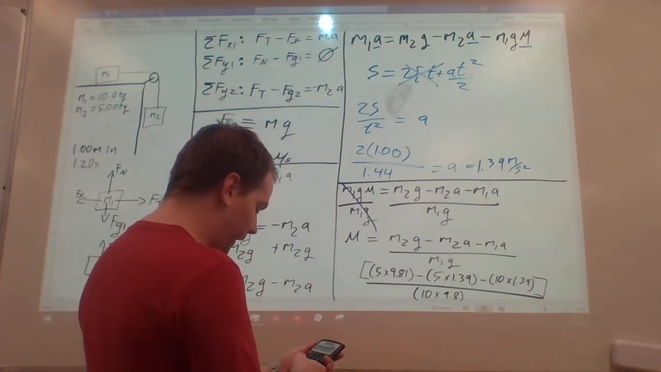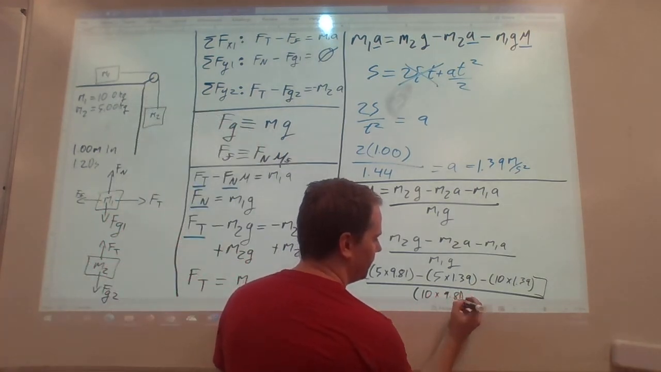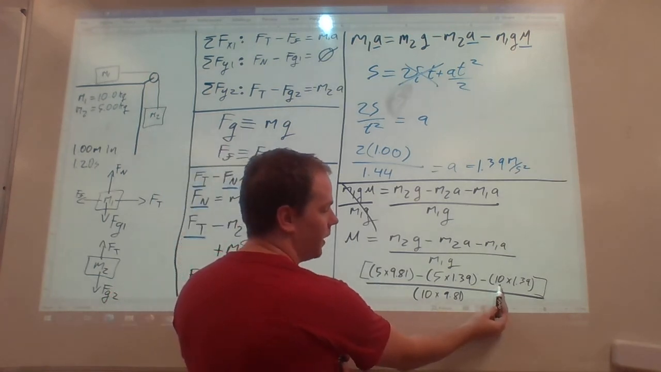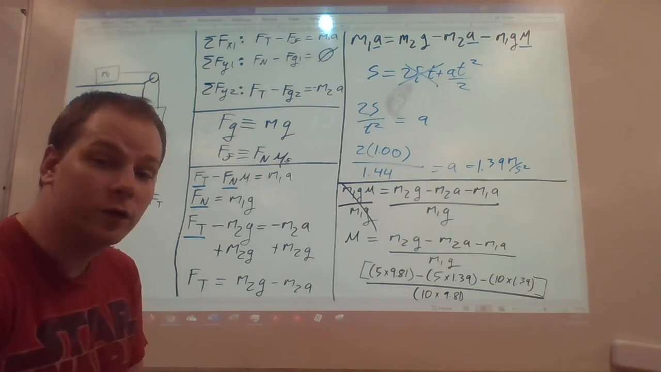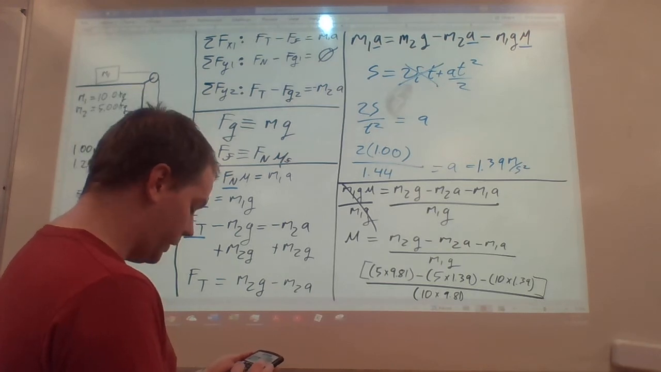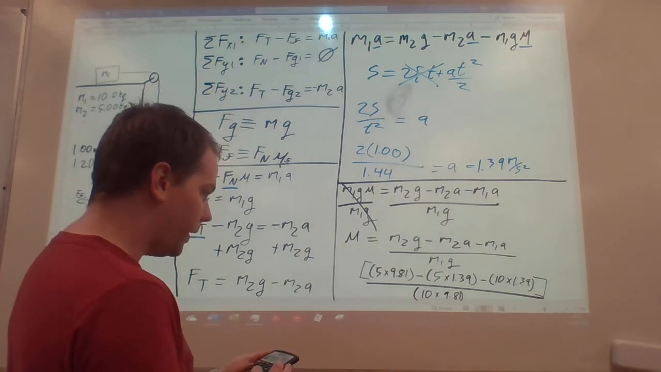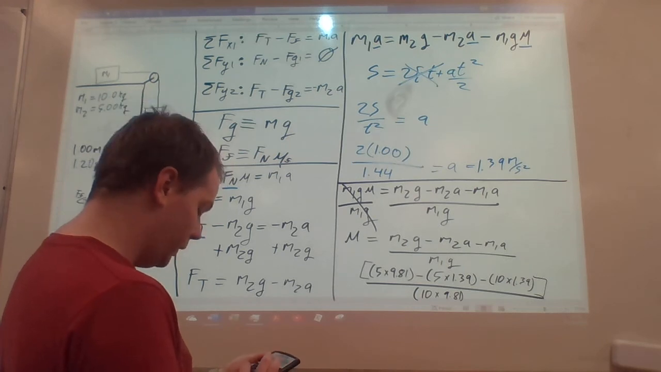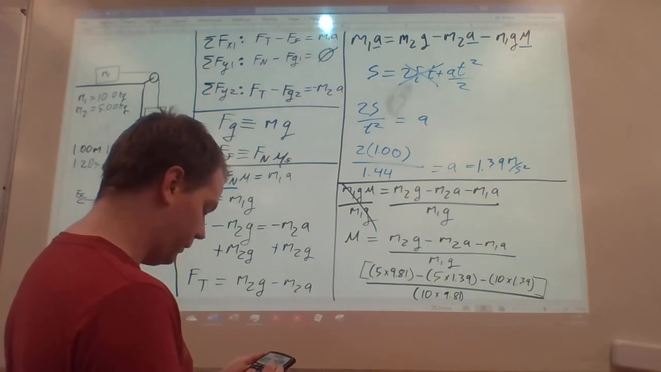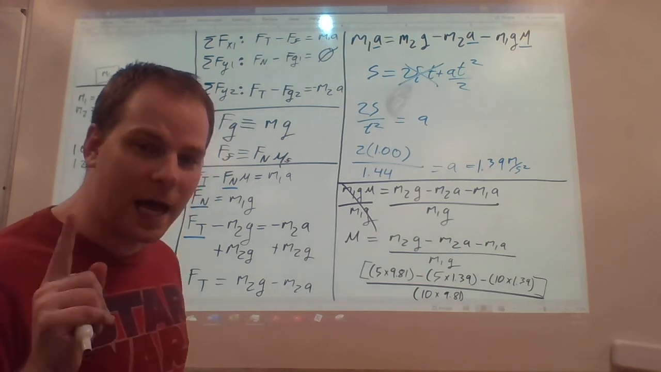Open, 5 times 9.81. And remember, this is 5.00, this is 10.0, so we have 3 digits in everything, so our answer should be 3 sig figs. Times 9.81, close, minus open 5 times 1.39 close, minus open 10 times 1.39 close, divided by open 10 times 9.81 close, equals. Now, coefficient of friction cannot be more than 1.